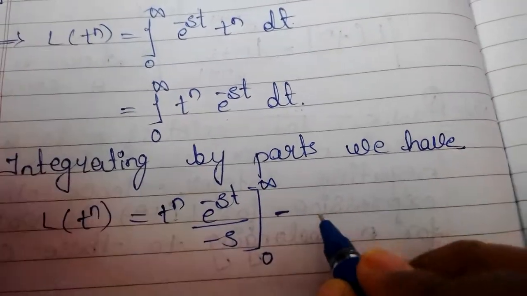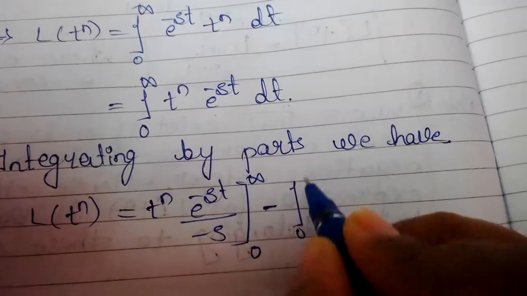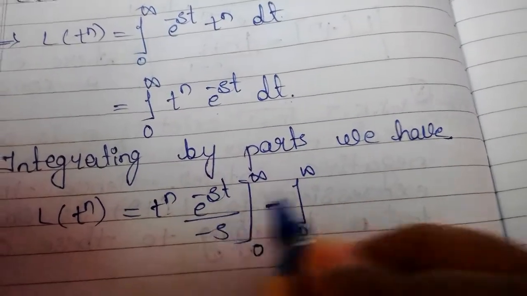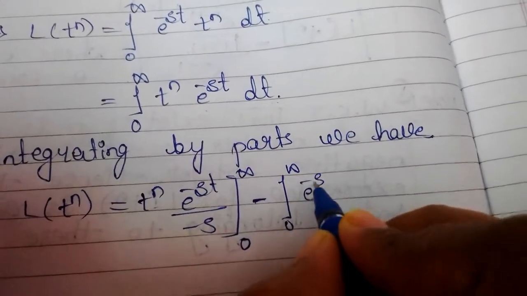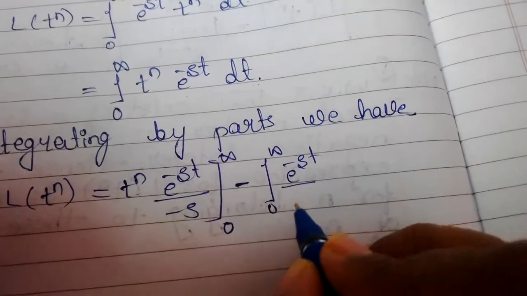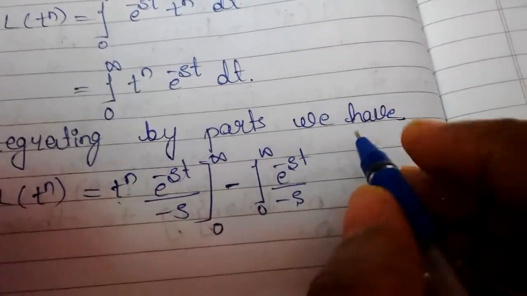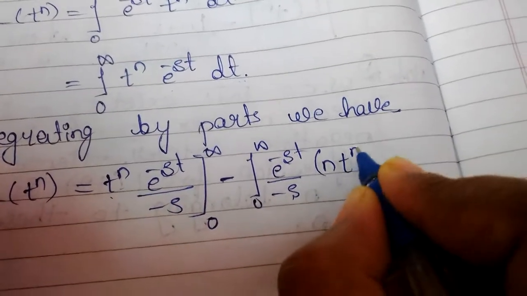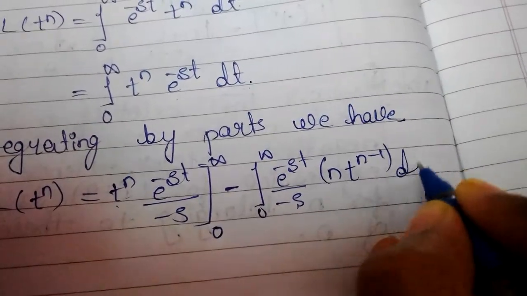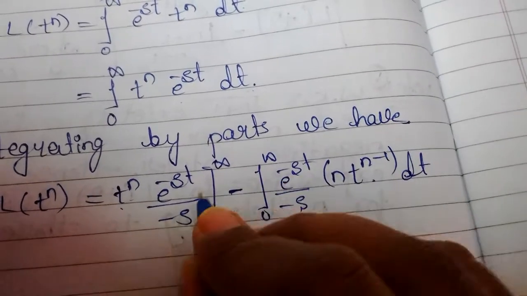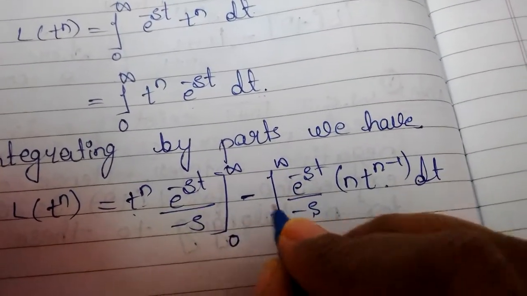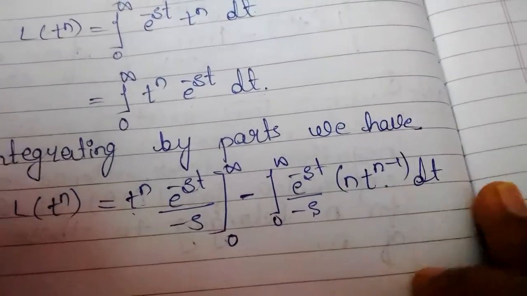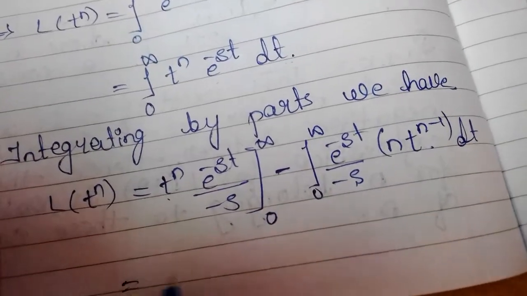minus integration from 0 to infinity. Now take this term as it is, e raised to minus st divided by minus s. Differentiation of this one is n into t raised to n minus 1 into dt. Differentiate this one, but integrate this one. Integral of this one is kept as it is. Then apply the integral to this one.